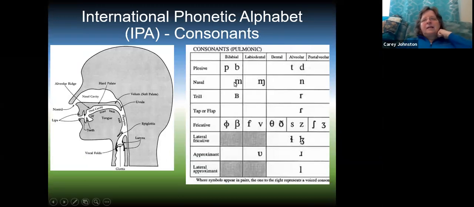So I have the nasal sound, which goes up through the nose. Some of these sounds I can't do because they're not in my language, and so they're a little harder. But if you take a phonetics course, they'll make you learn how to say all of those sounds.